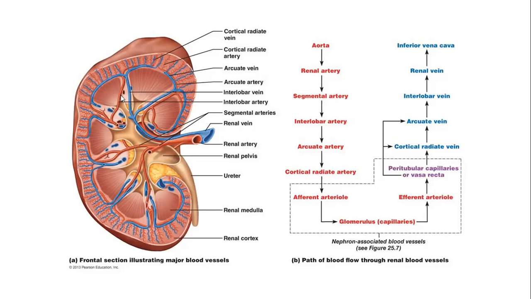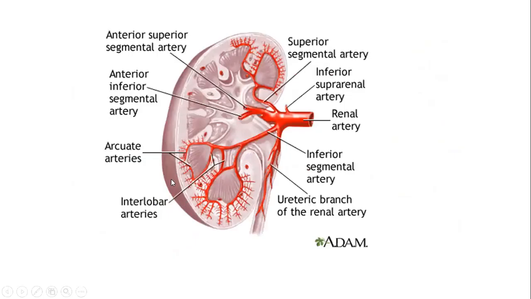These interlobar arteries are seen coursing towards the cortex on each side of the renal pyramid. At the junction of the cortex and medulla, the interlobar arteries give off arcuate arteries. Arcuate arteries in this diagram are shown here over the bases of each renal pyramid.